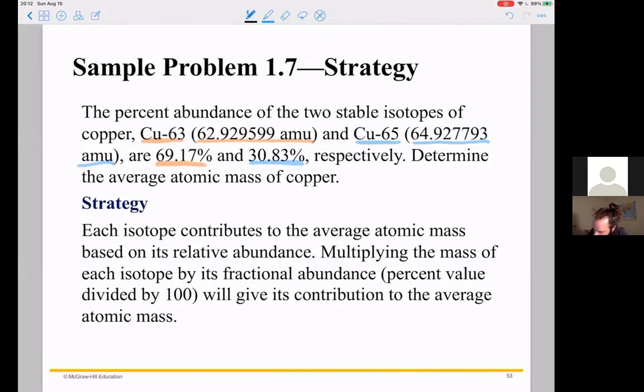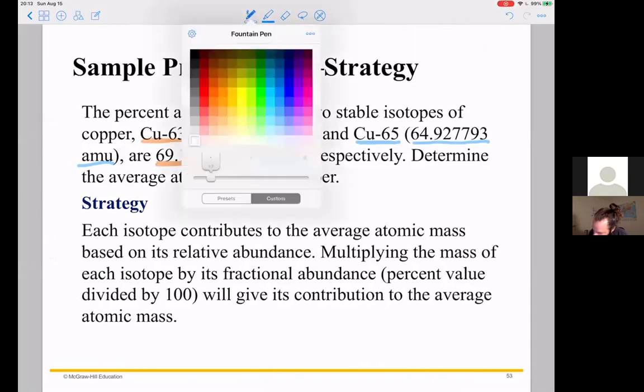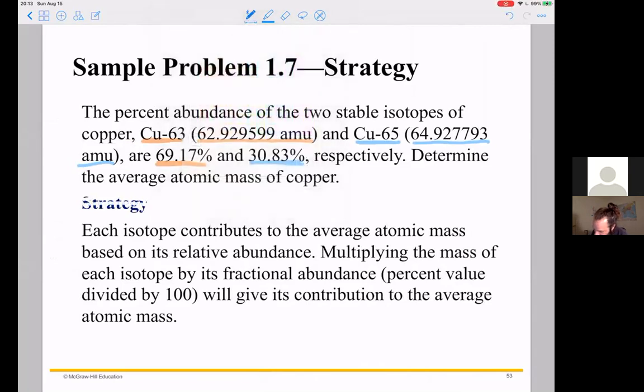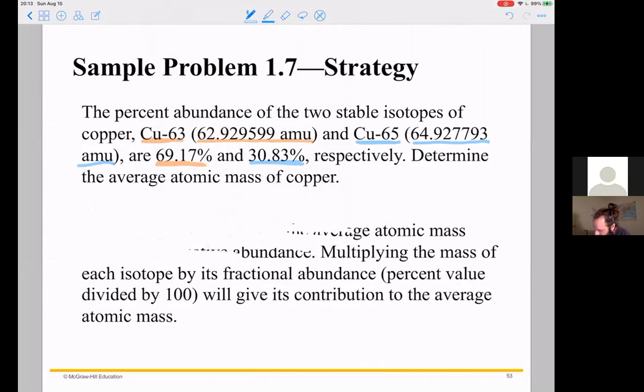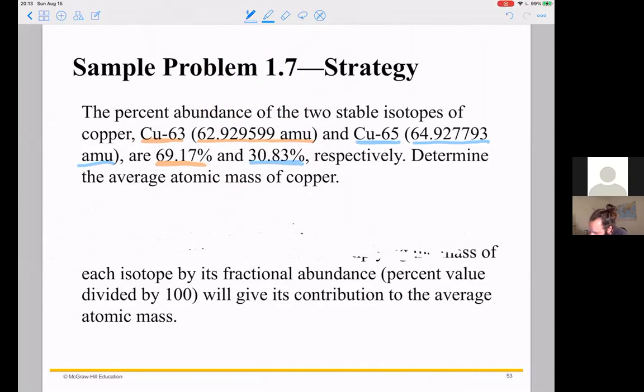Actually, let me do this. Let's go ahead and do this example right underneath. It's kind of all explained out on these slides, but let's just set it up together. Make some room here.